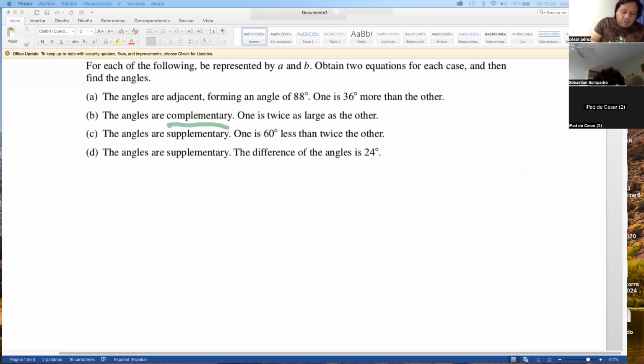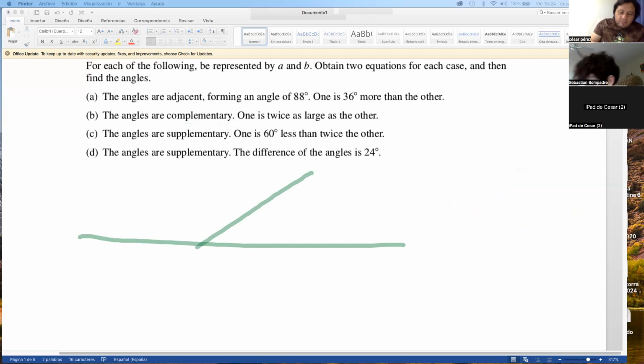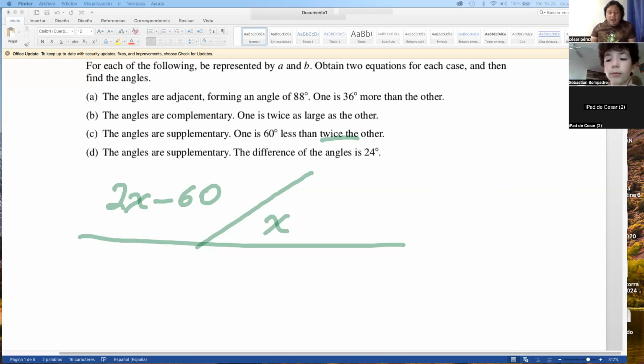We have two angles that are supplementary. Together they give us 180. One is 16 less than twice the other. If this is X, the other is twice X. I don't know if this is the large one or not, but we are going to solve this.